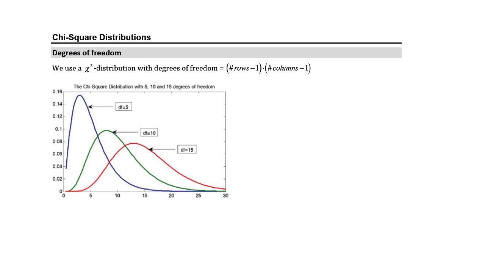The chi-square distributions are a new family of distributions for us, again by degrees of freedom, so a different distribution for each number of degrees of freedom. For a chi-square test of association, the way we calculate degrees of freedom is based on the number of rows and the number of columns in our table.